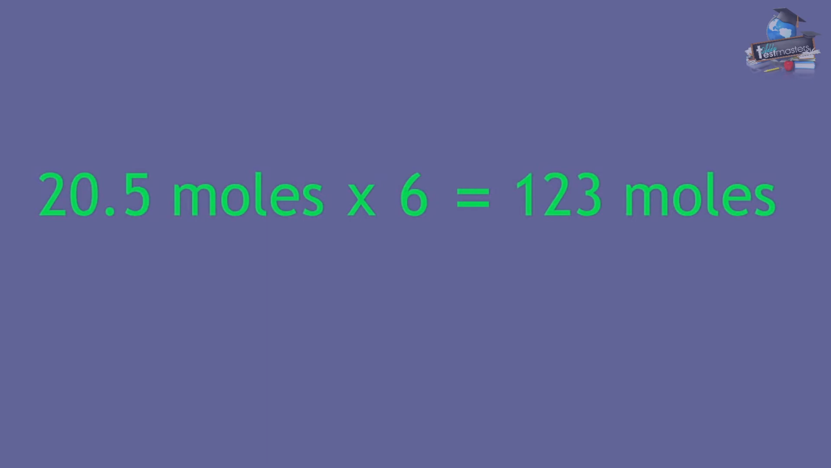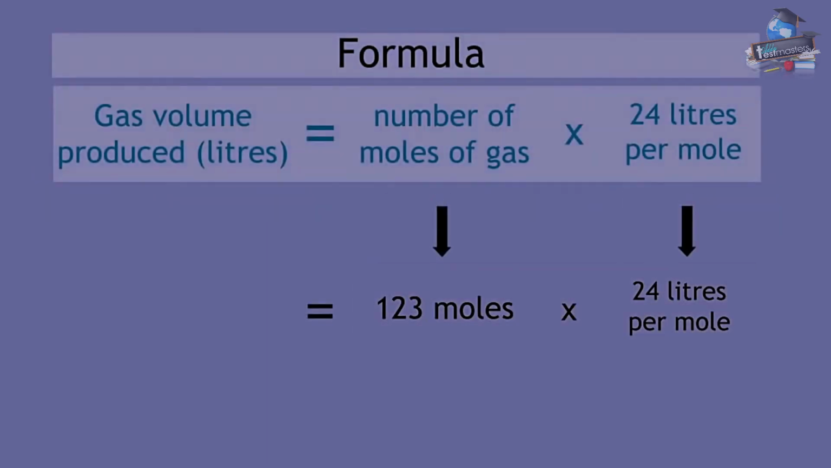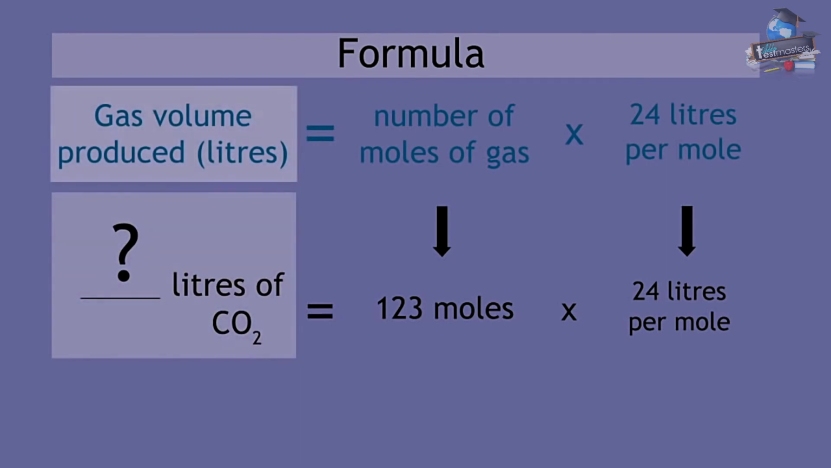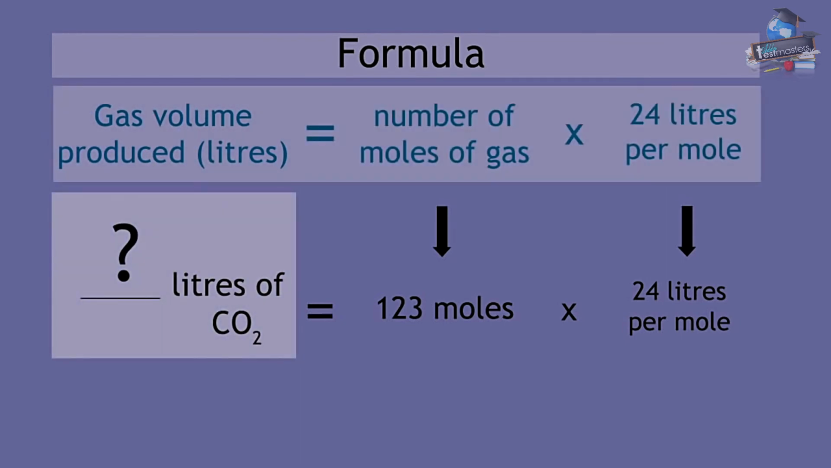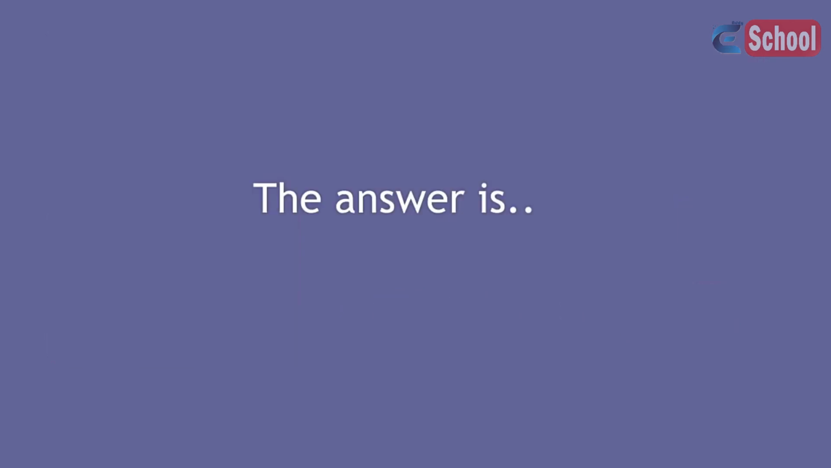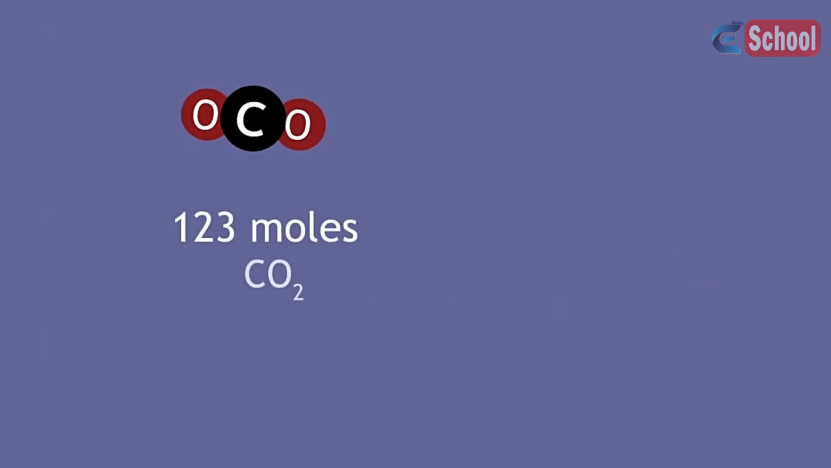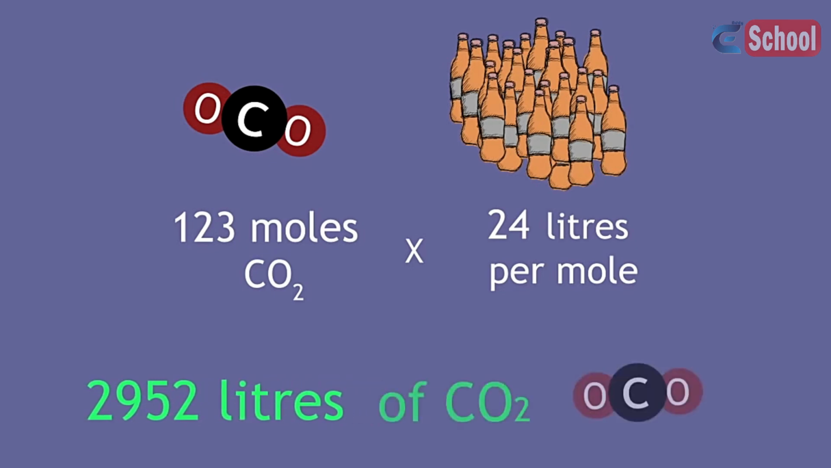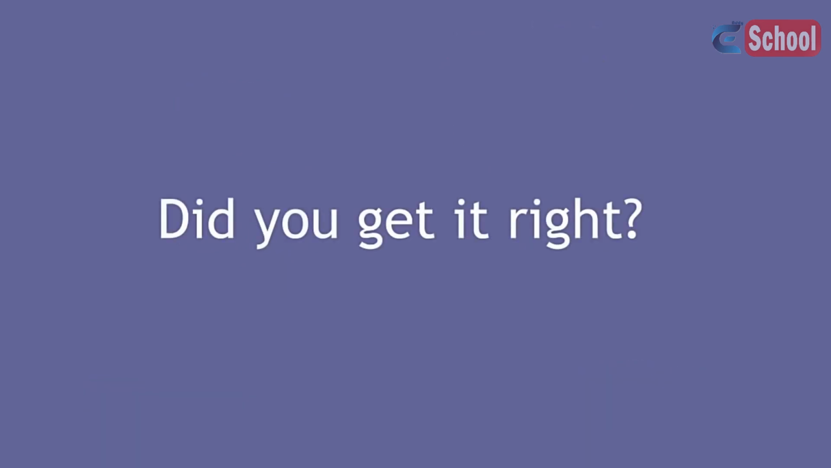Knowing this, you can calculate the gas volume using the formula to work out the volume of carbon dioxide produced. Pause, use the formula and then continue to do this. The answer is that 123 moles of carbon dioxide times 24 litres per mole is equal to 2,952 litres of carbon dioxide. Did you get it right?